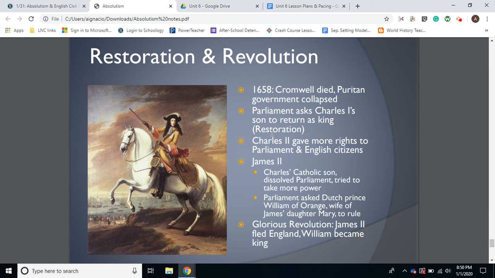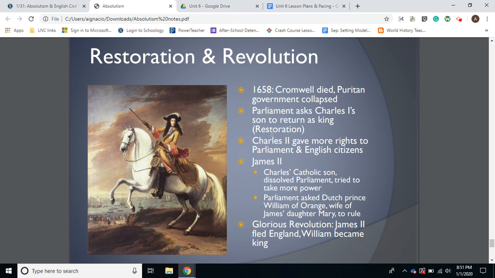So how do you do that? You place somebody who was close relation in blood to the previous monarch. Charles I had a couple of children. And so they ask his son, Charles II, to return as king. Charles II is great. He gave back more rights to Parliament and English citizens. He rules as a limited monarch should.